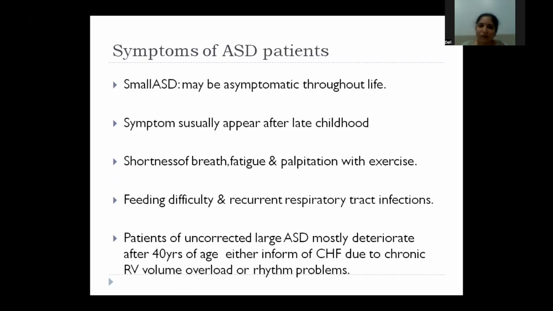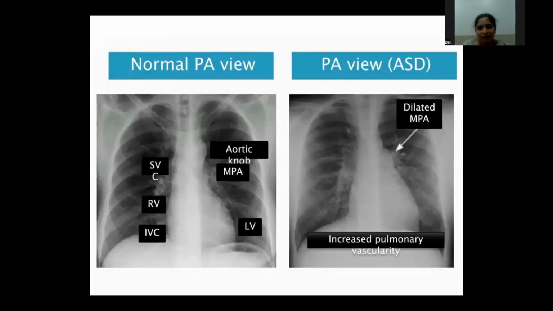If it is a small ASD, the patient may not have any symptoms throughout life. But with a moderate to large ASD, in late childhood or adulthood, they don't have symptoms, but then they start having shortness of breath, fatigue, and palpitations with exercise. These symptoms are because of the increased pulmonary blood flow, the dilatation of the chambers, and changes in the conducting systems as well. This is a chest X-ray.